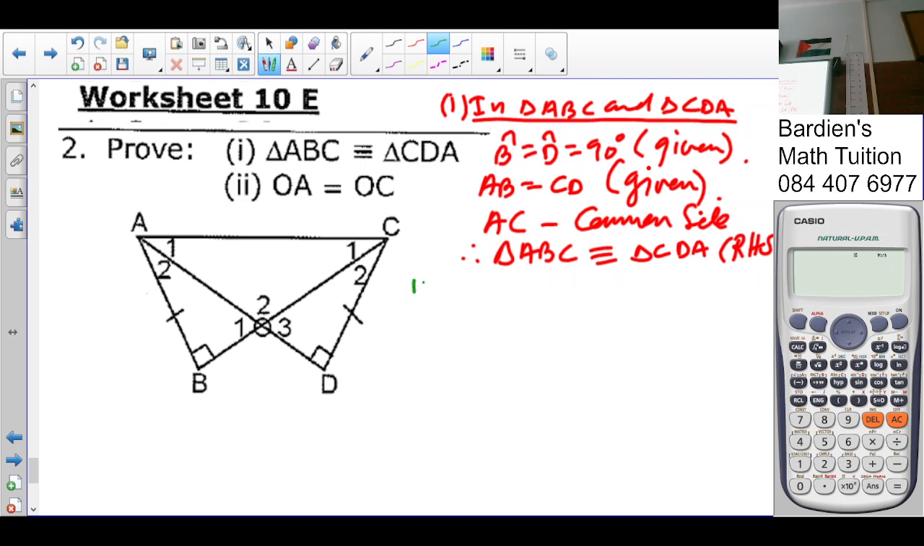Right, number 2. AO is equal to OC. AO is equal to OC. Under what condition would AO be equal to OC? Or what conditions?